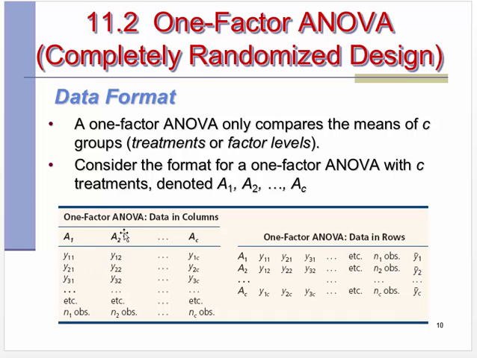For treatment number 2, the second treatment, you have Y12, Y22, Y32, all the way to the last one. So there are N2 observations. For the last treatment type, AC, we have Y1C, Y2C, Y3C, etc. NC is the number of observations. You can also have the data in rows, as A1 through AC, not in columns but in rows, and that's also fine. You just have to tell the software whether the data are in rows or in columns.